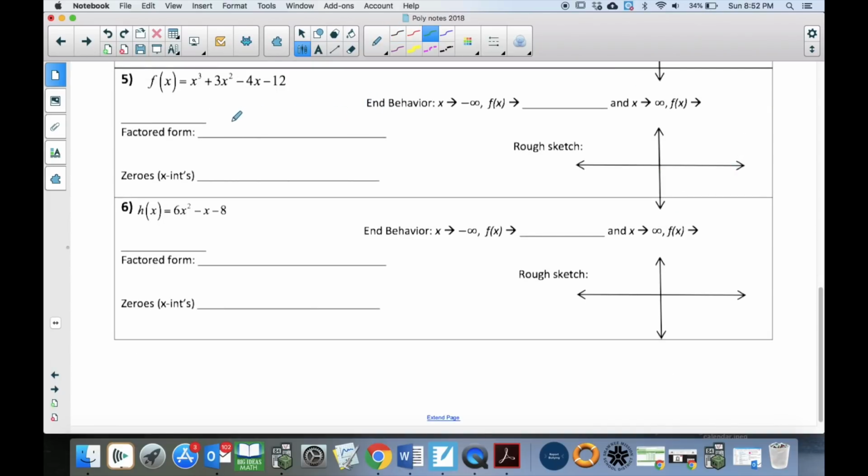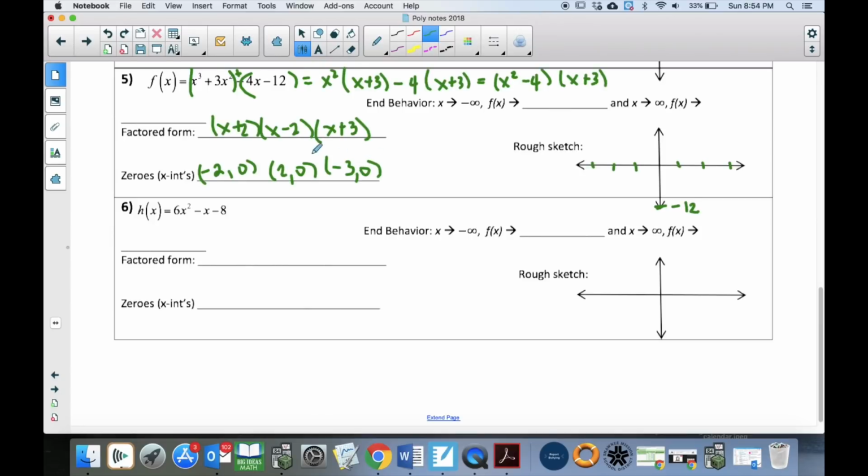Number 5, as I look at number 5, I know I have to factor it, but I'm seeing a 4-term polynomial. So I'm going to have to do factoring by grouping. So why don't you, again, take a minute, see if you know how to factor this by grouping. Okay, so when we factor it by grouping, we get x squared minus 4 times x plus 3, but x squared minus 4 does factor down to x plus 2, x minus 2, and then again we still have our x plus 3 here. So we have our zeros at negative 2, positive 2, and negative 3.